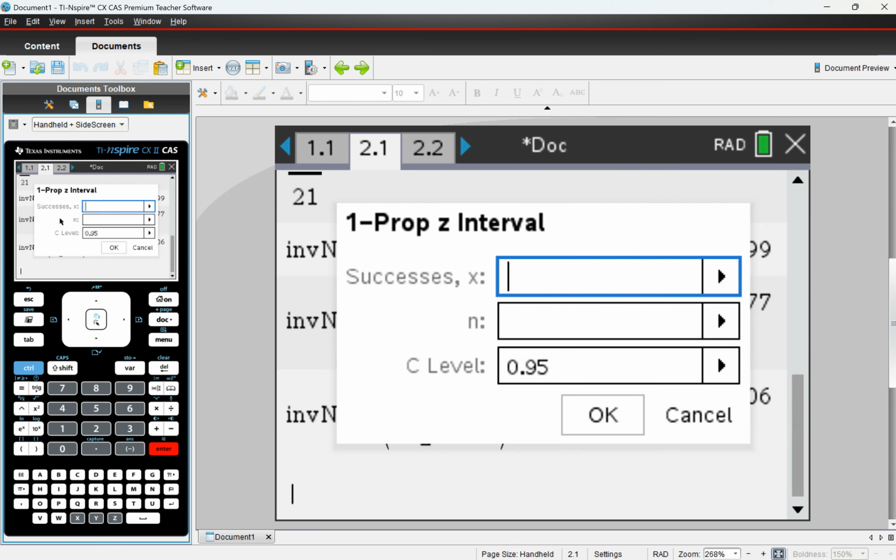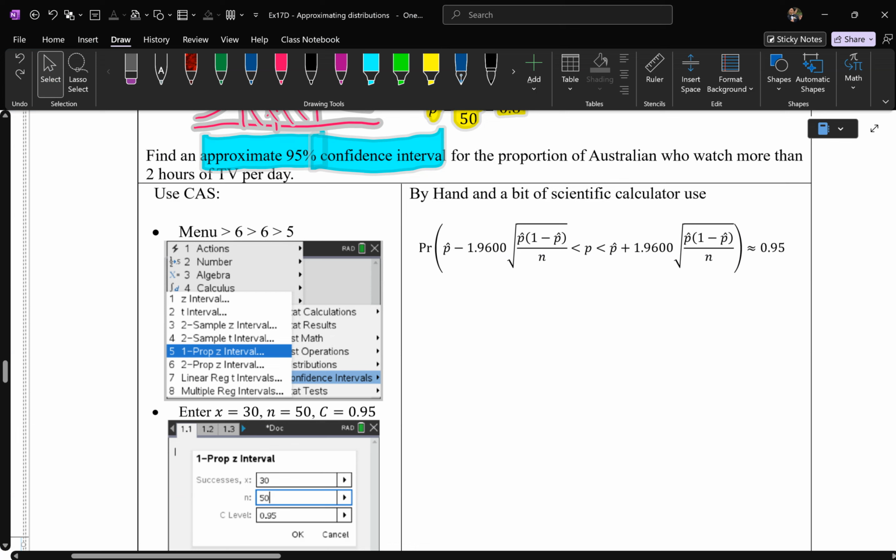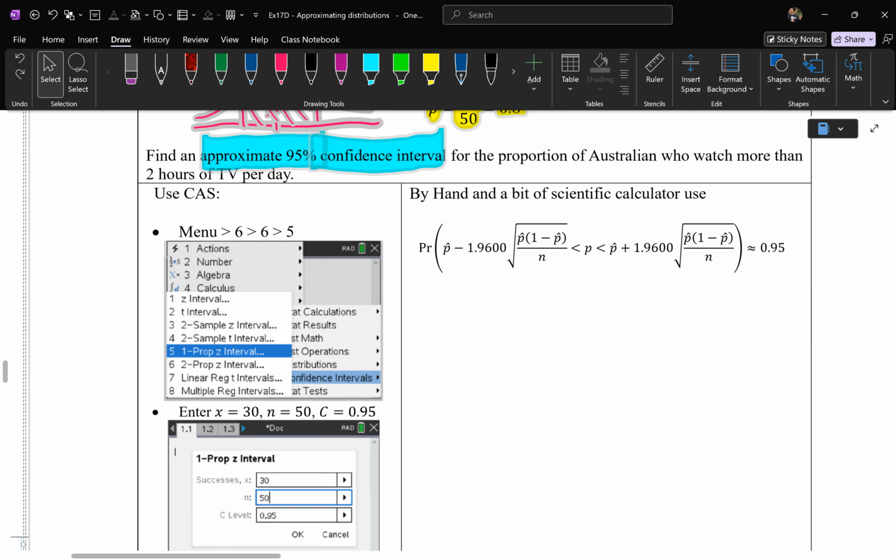All right, number of successes. Oh, wait, I'm just going to charge my computer. It's about to die. Woo.